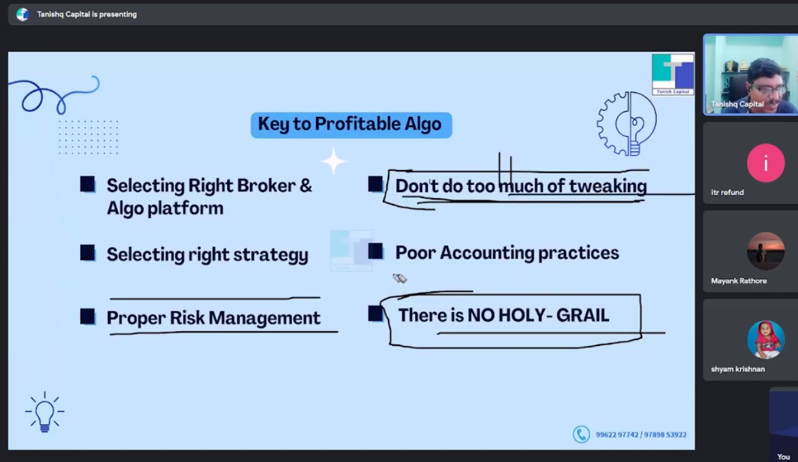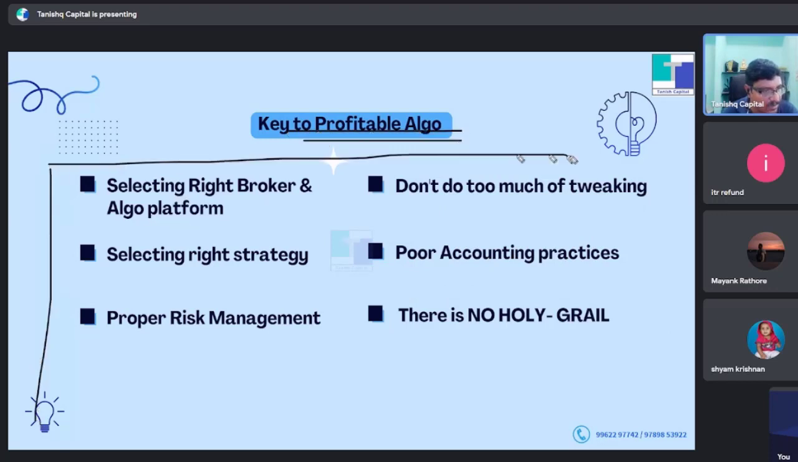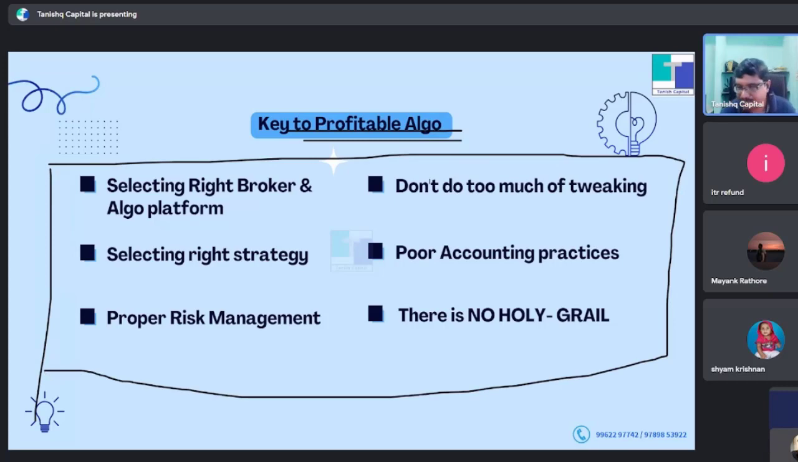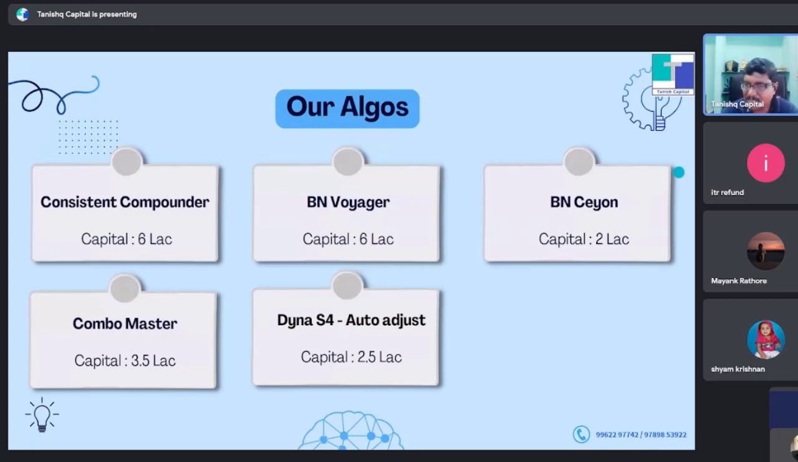Okay, and then poor accounting practices. That means what? You deploy one algo, then looking at the profit, you say, no, I got one more algo which is giving a higher profit than this. Okay, I will stop this algo, then I will start deploying that algo. For the lower capital people, that is a problem, right? Then you will be deploying one algo for 10 days, another algo for one more 10 days. Okay, these are all the issues. So if you want to be profitable in algo, then you should have these kinds of proper things.